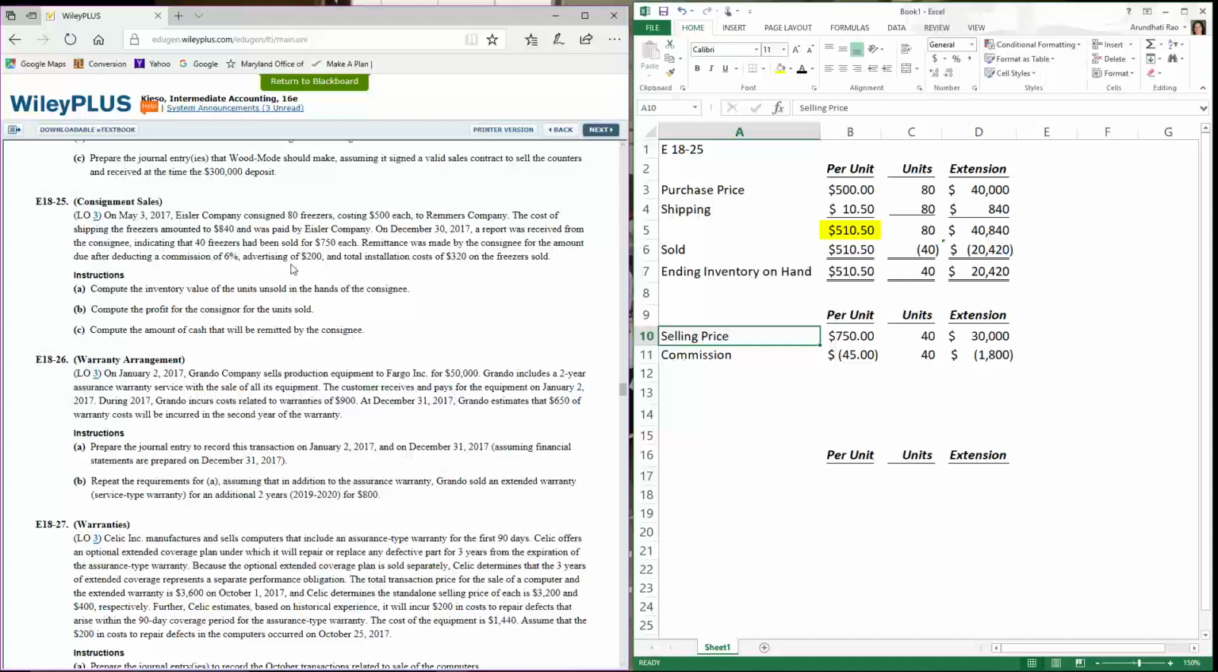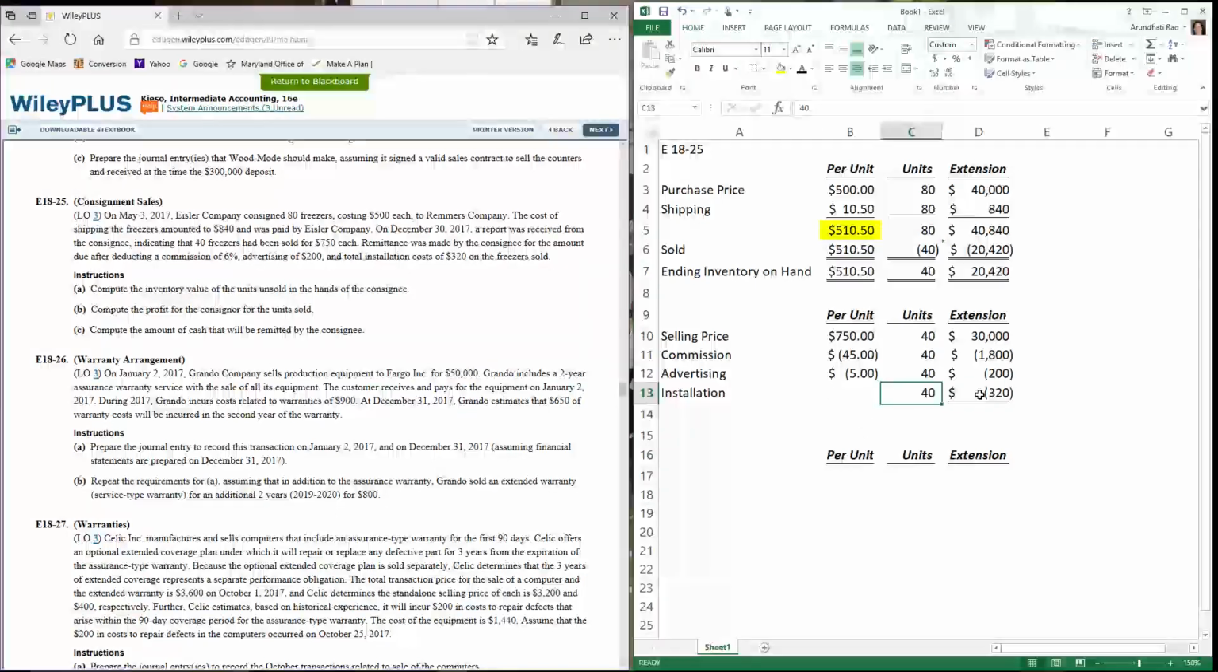They also spent $200 on advertising, which they're charging me. They paid $200. Again, it applies to the 40 units that they sold. So what's the unit cost? $5. 200 divided by 40, advertising cost per unit is $5. And they also did installation, and that cost them $320. Again, they're passing the cost on to me. So that is $320. And again, this was for the 40 freezers that they installed. So 320 divided by 40 will give you the average cost of $8.